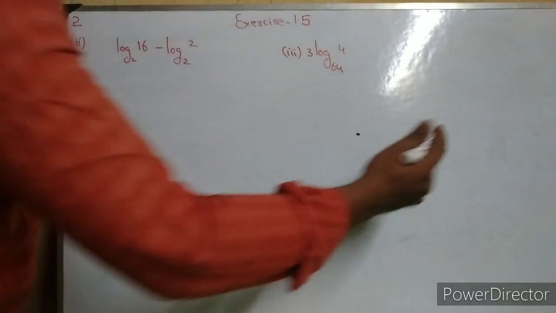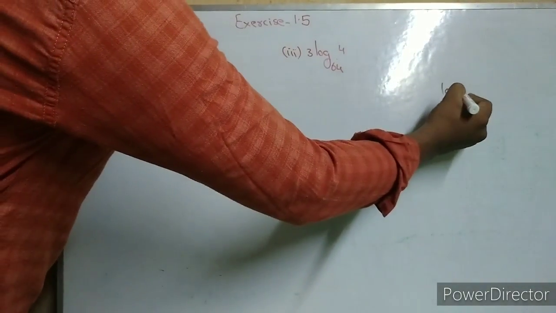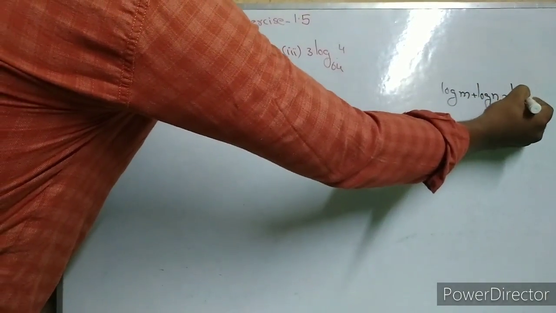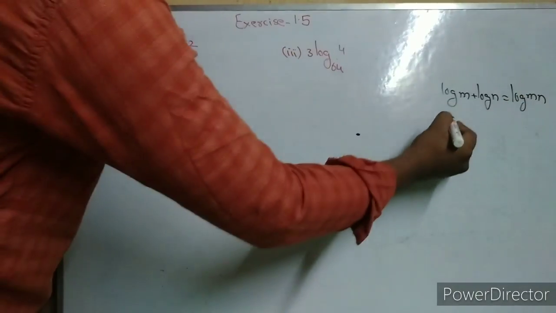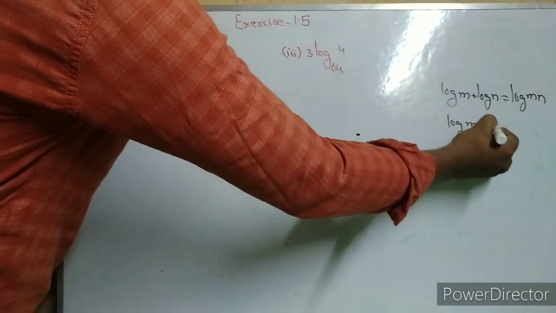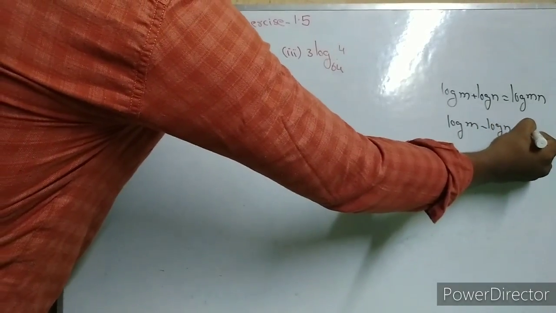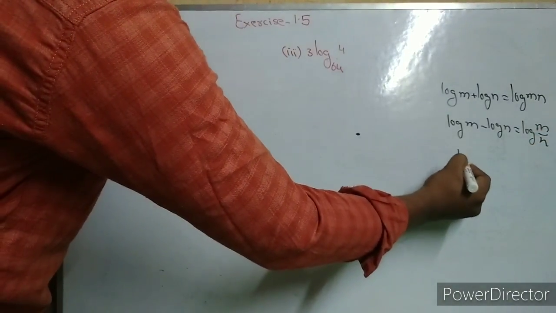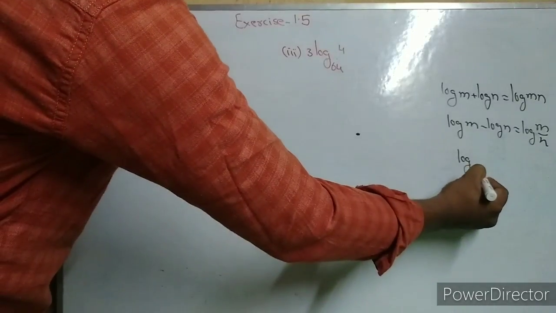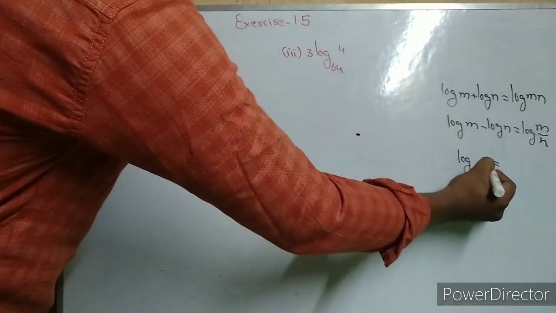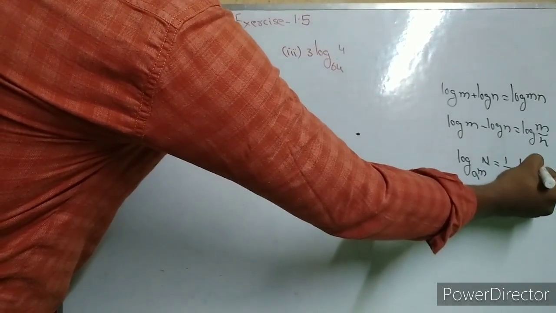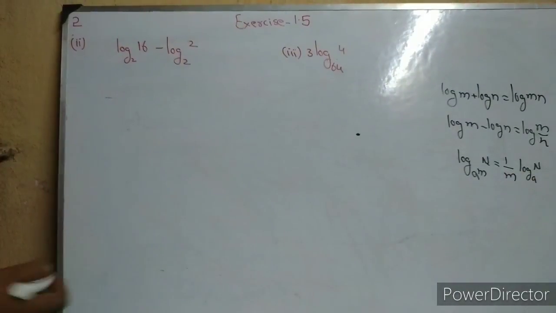Right, we got here. So first of all, write log m plus log n is equal to log of m into n, and log m minus log n is log of m by n. Next one, log base a power m of n is equal to 1 by m log base a of n, right? These are the formulas we are going to use. Now look at this one.